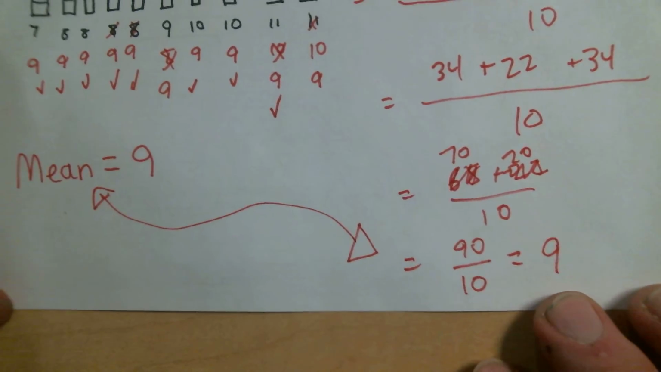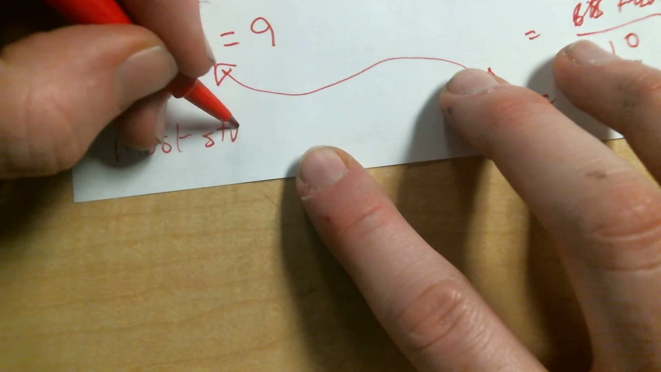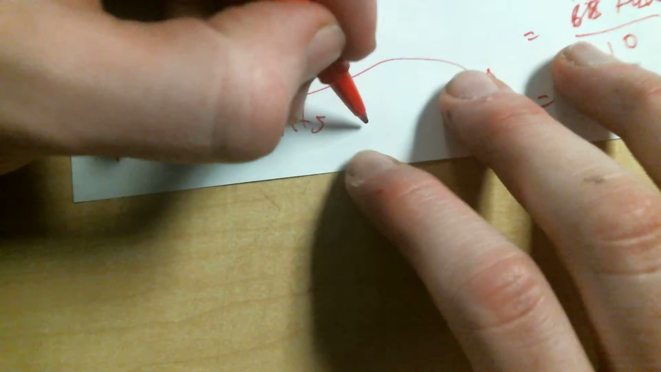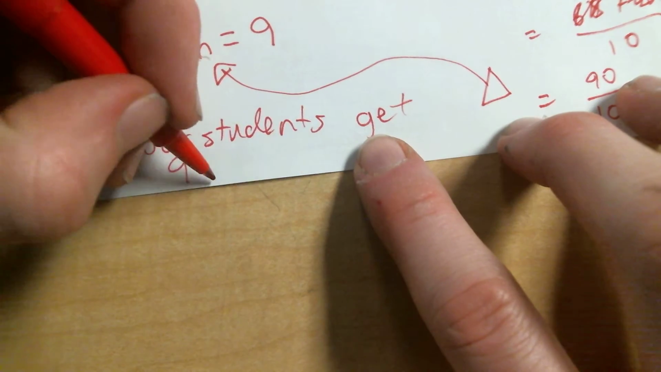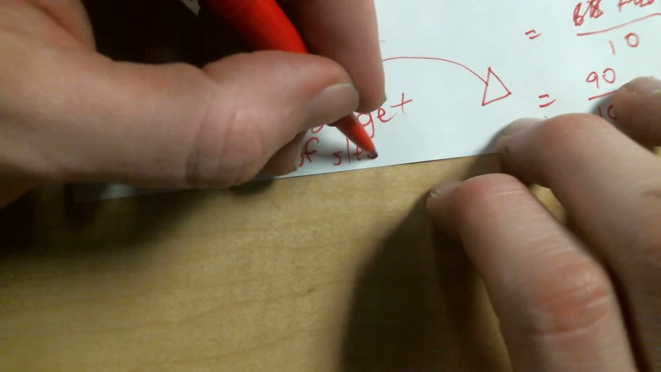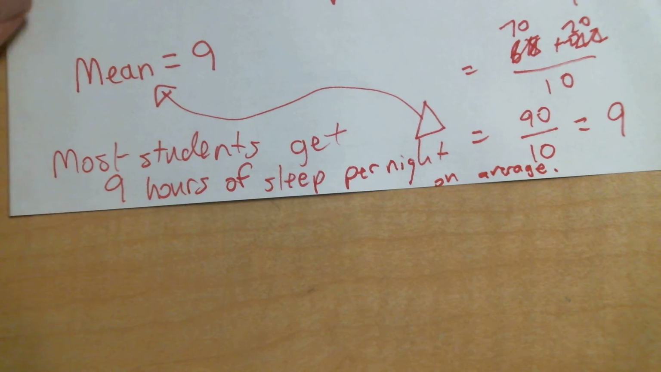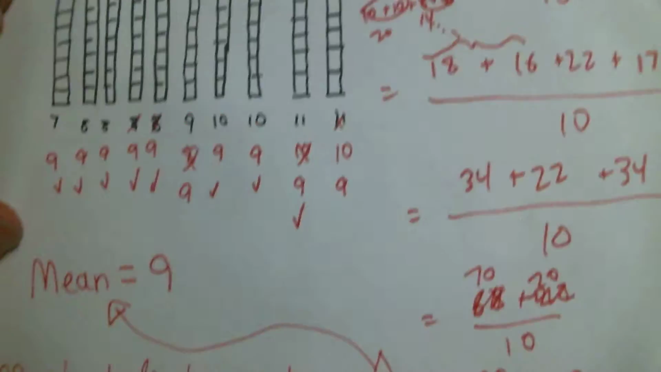So if I'm writing a sentence here, I would say most students get 9 hours of sleep per night on average. So that was my average for this one. So this is a solution video. This should help you. And now this next part of the video is going to actually be the hint for the video.